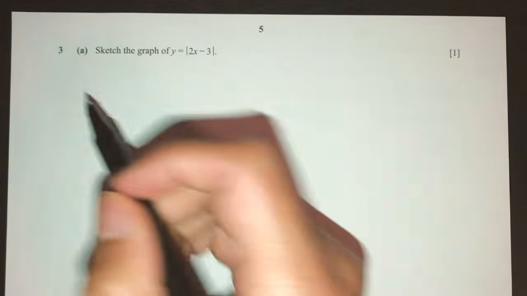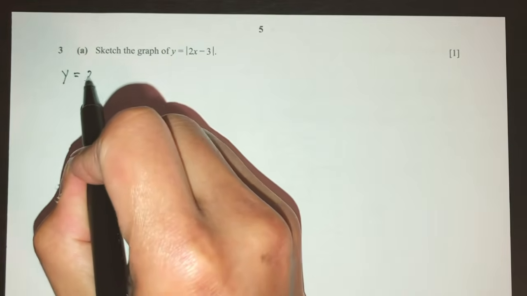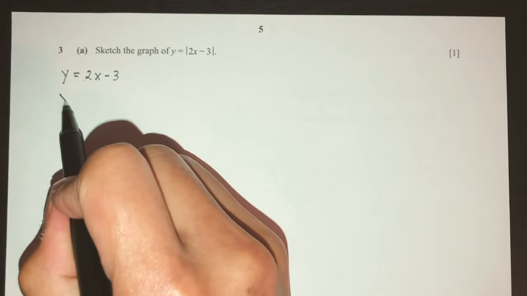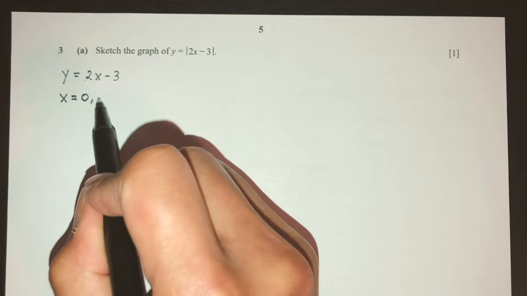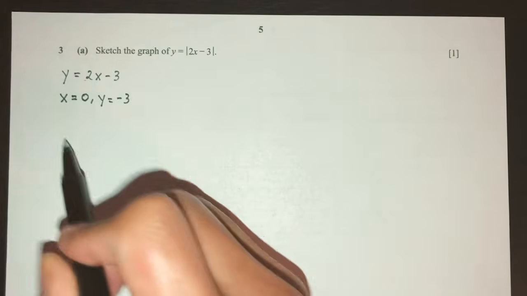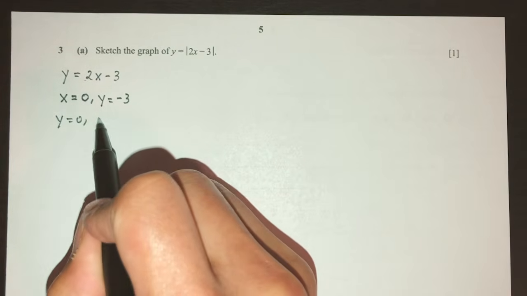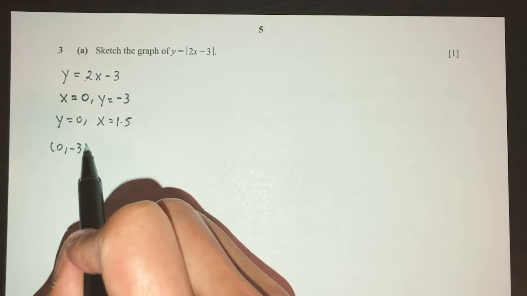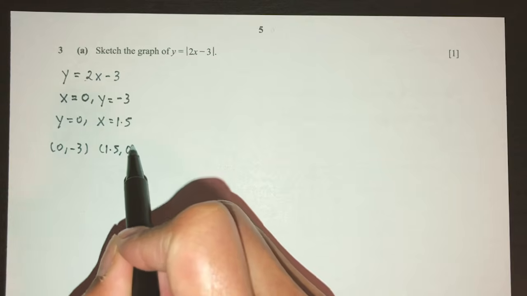Now let's move on to question number 3. Here we have to sketch the graph of y equals modulus of 2x minus 3. The first thing I like to do is first ignore the modulus. I like to write down y is equal to 2x minus 3. Then I like to find 2 points where I can draw my line. For example, assume x is 0, y will be minus 3, and assume y is 0, x will be 1.5. So now I have 2 points to plot, which are the points (0, minus 3) and (1.5, 0).